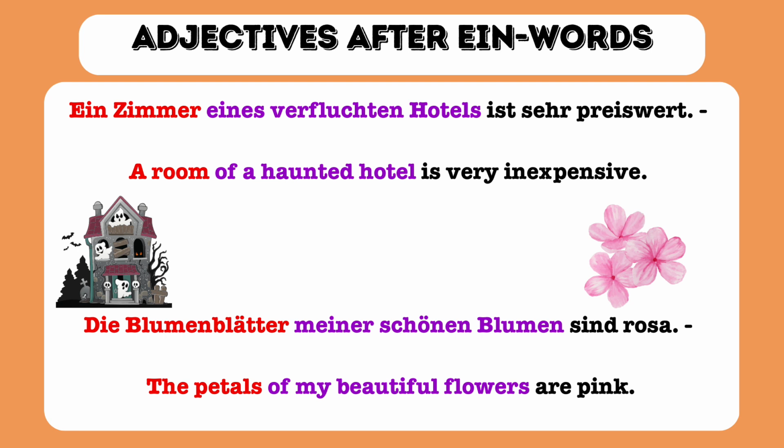Die Blumenblätter meiner schönen Blumen sind rosa. The petals of my beautiful flowers are pink. Plural forms in the genitive case use an R at the end of the article and an en at the end of the adjective. Die Blumenblätter meiner schönen Blumen sind rosa.